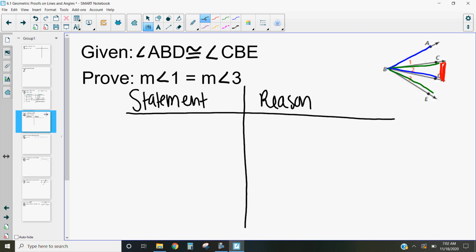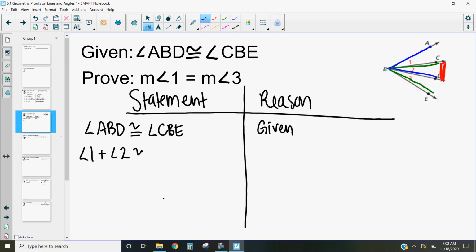So let me write it out more formally. I know that angle ABD is congruent to angle CBE, and the reason why I know that is it is given to us. Great. I also know that angle 1 plus angle 2, or the measure of those angles, I guess, so the measure of angle 1 plus the measure of angle 2 is going to be equal to the measure of angle ABD. Why is that true?